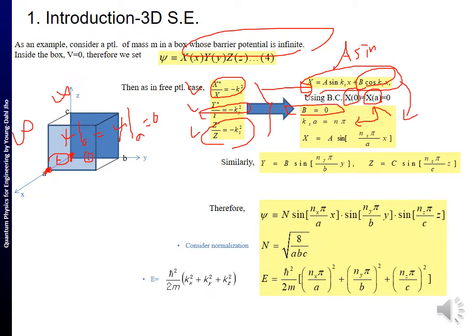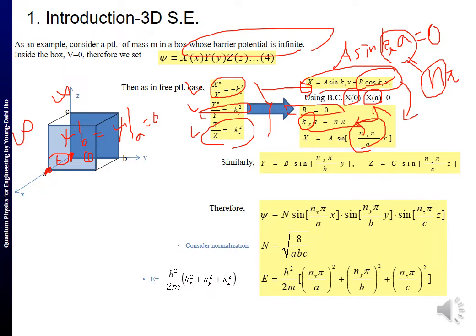At x equals a, you apply this, then you have A sine kx a. It should be 0. It means kx a should be n pi, so that the sine function is 0. Here n is an integer. That's the way we determine X to be a sine like this. So kx is replaced by n pi over a here.